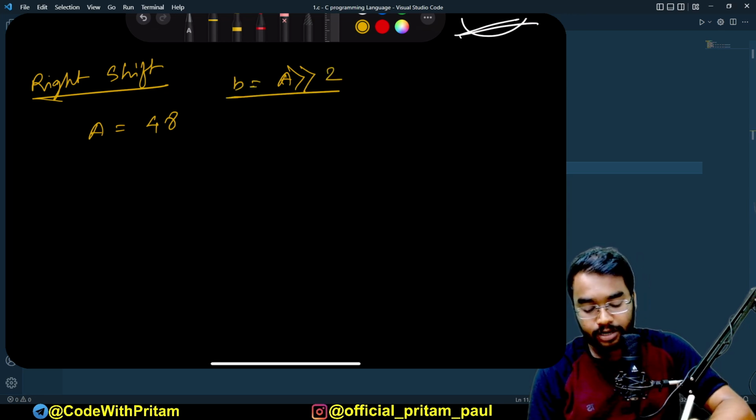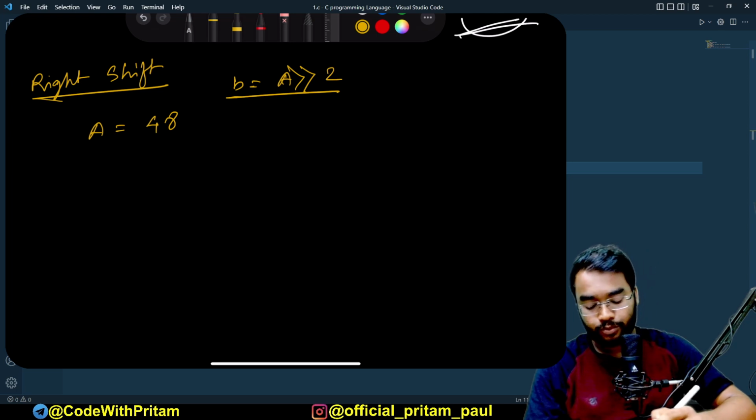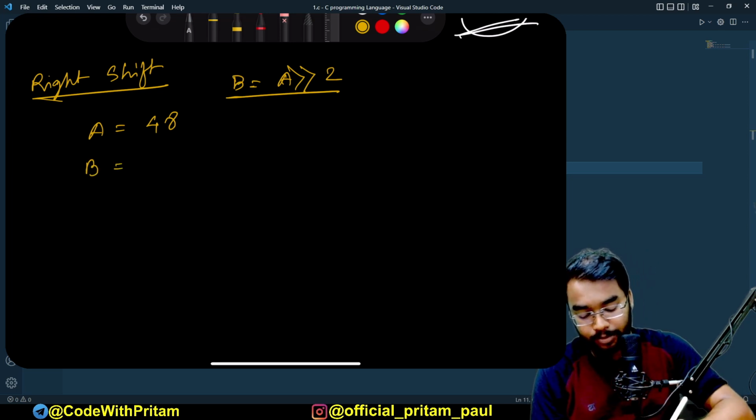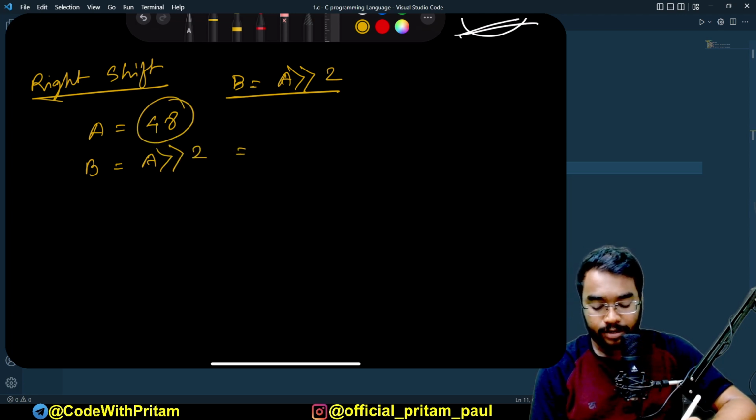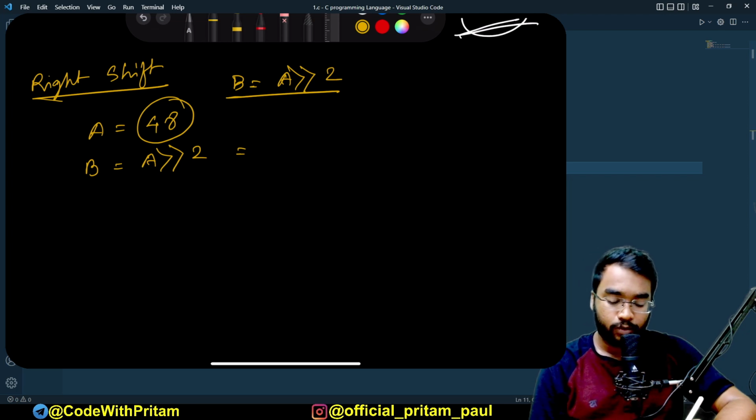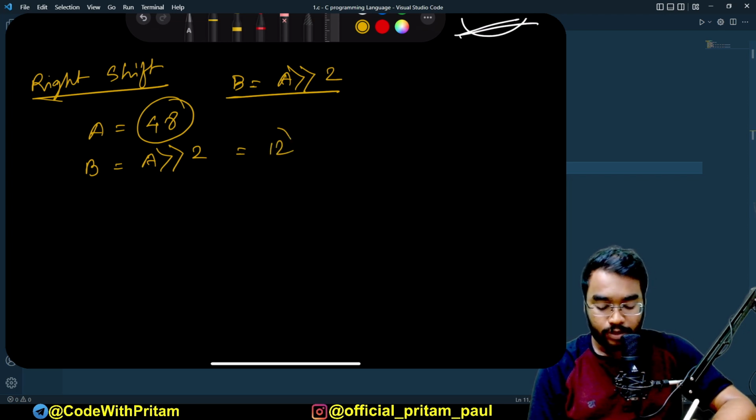So b equal to a right shift 2, which means 48 right shift 2. That means 12 would be the answer.